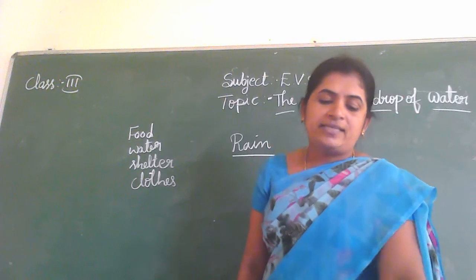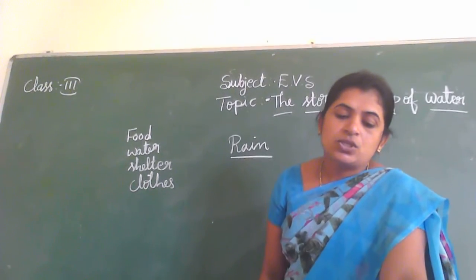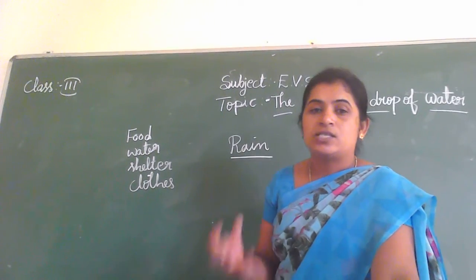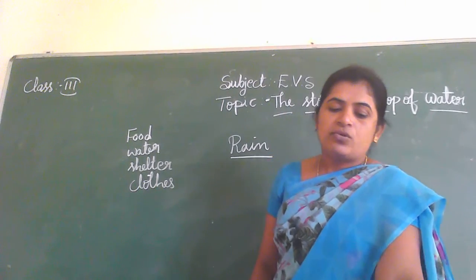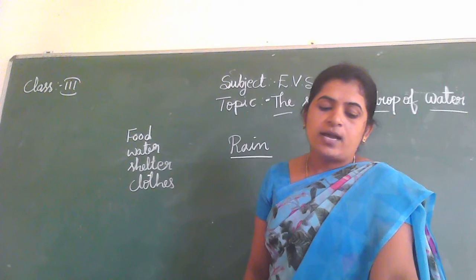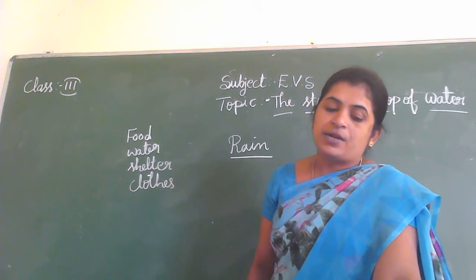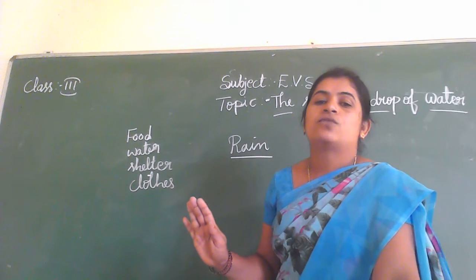Okay. Did you write tap also? It is also correct. Tap is also correct. This is one of the sources of water. You should write tap also, children. Next, drop of water. Is it not a source of water? Drop of water is not a source of water.